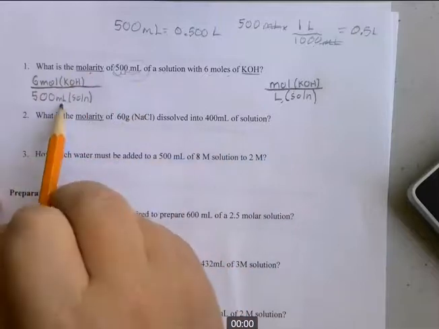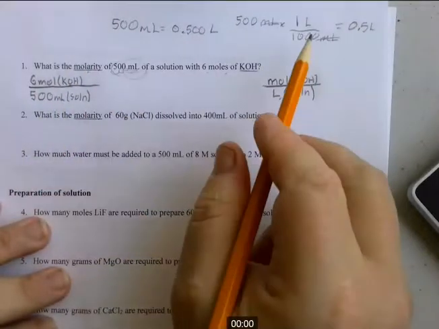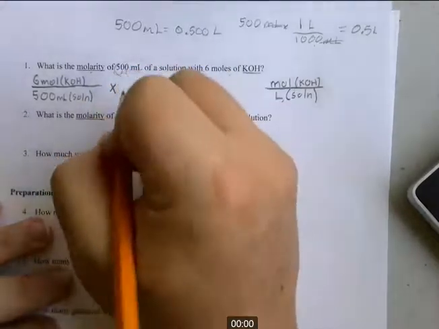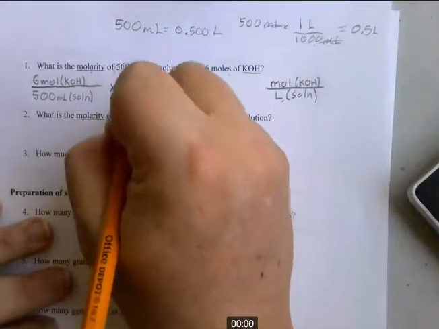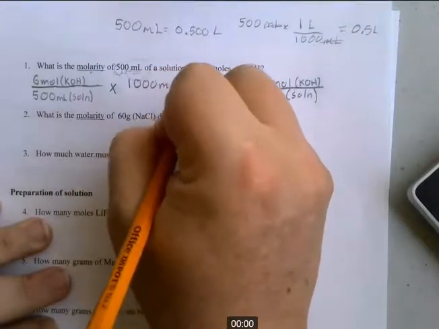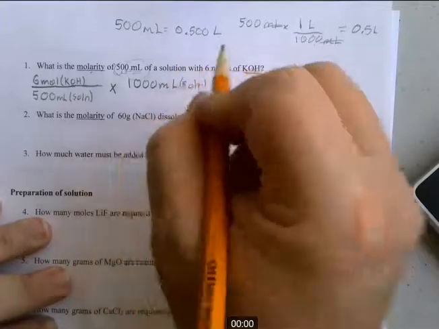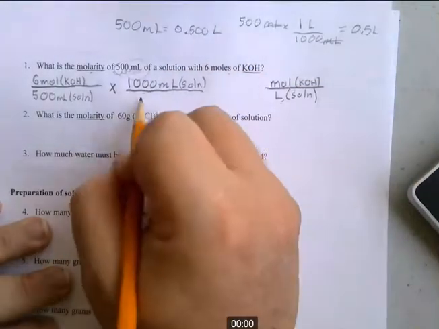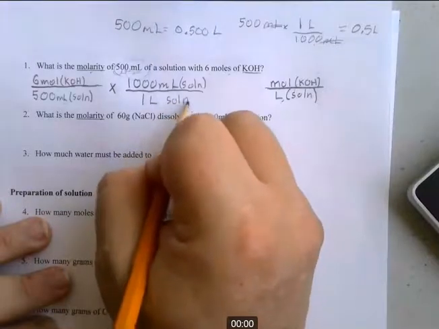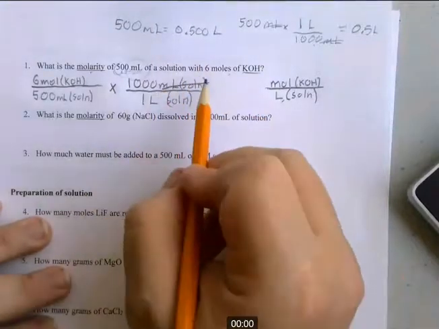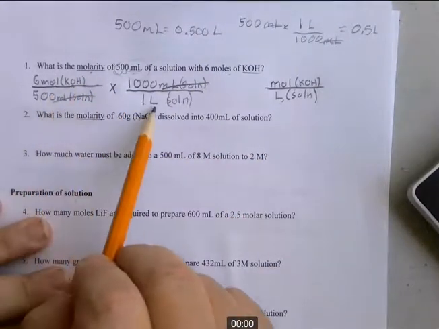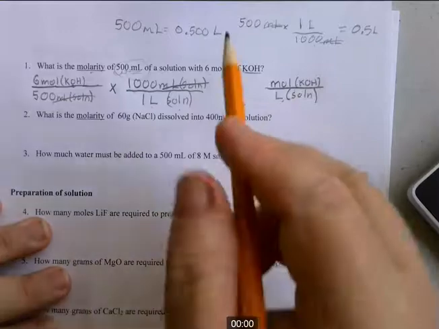And the only thing I need to change is to convert milliliters to liters, which is what I did up there, except I have to do it upside down because the milliliters is on the bottom. So it's 1,000 milliliters of solution. Always write both the unit of measure and what you're talking about over 1 liter of solution. So milliliters of solution cancels and you end up with moles of KOH over liters of solution, which is what I want in my final answer.